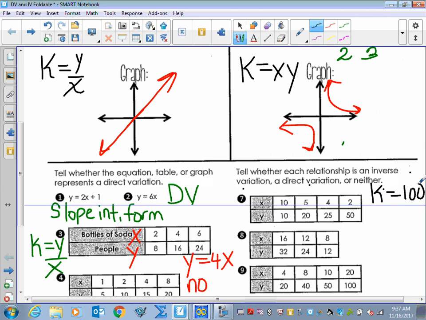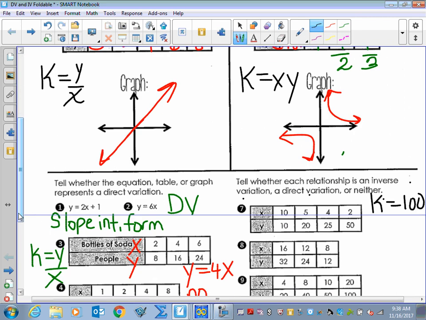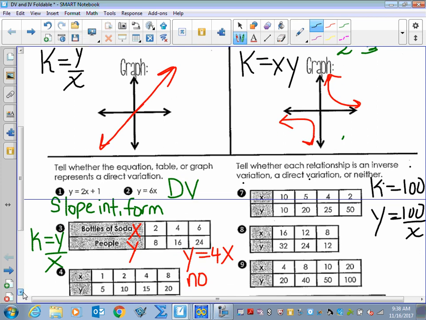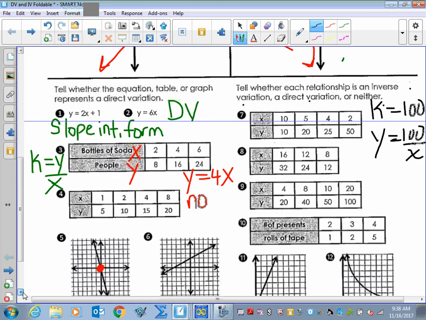So now what we're going to do is write it as an inverse variation equation. Remember at the top right here, I said you take the k value and you divide it by x. That's what we're going to do. So I'm going to have y equals 100 divided by x. And there's your inverse variation equation.